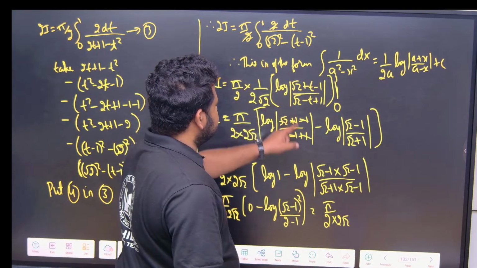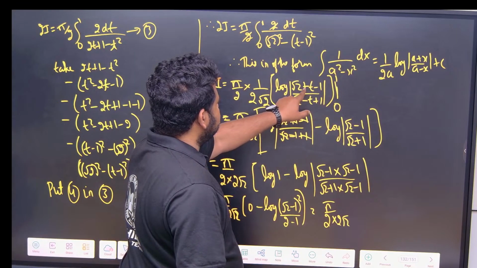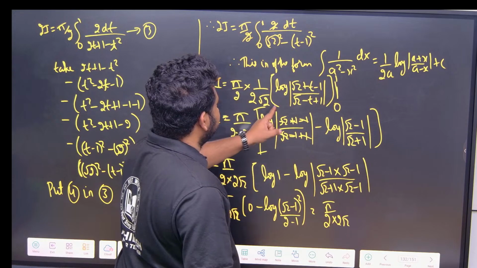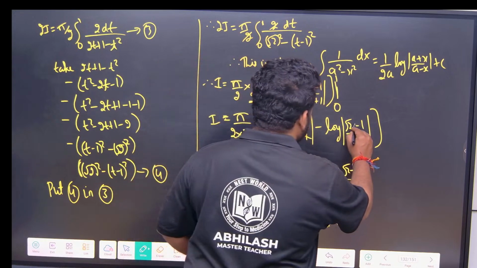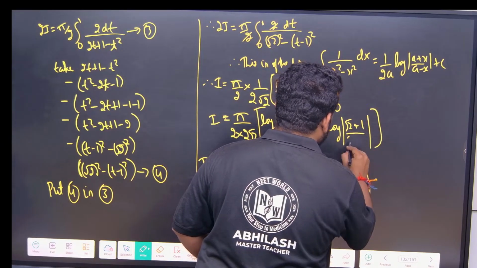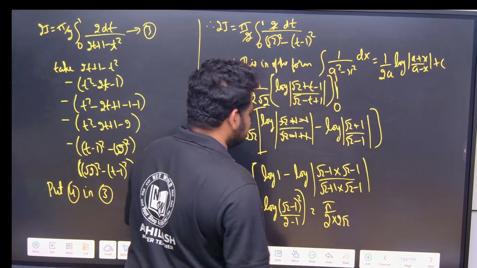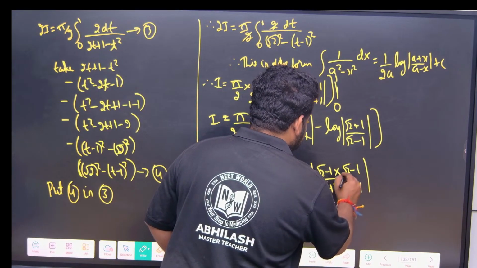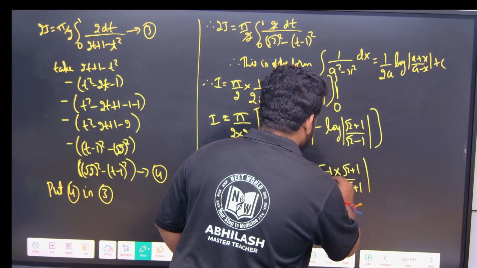So root 2, if I apply the lower limit, this will be root 2, t minus 1, correct? This is t minus 1. If I apply the lower limit, this will become root 2 plus 1, this will become minus 1. Actually, this will become root 2 minus 1. So this will become root 2 minus 1 into root 2 plus 1.